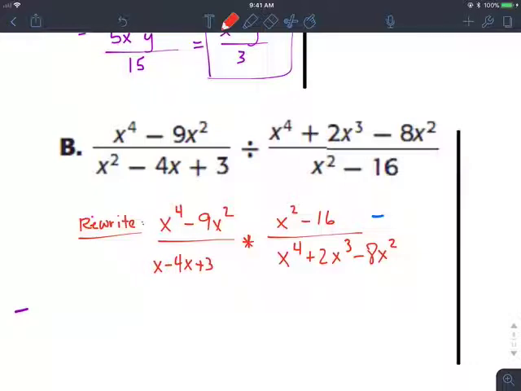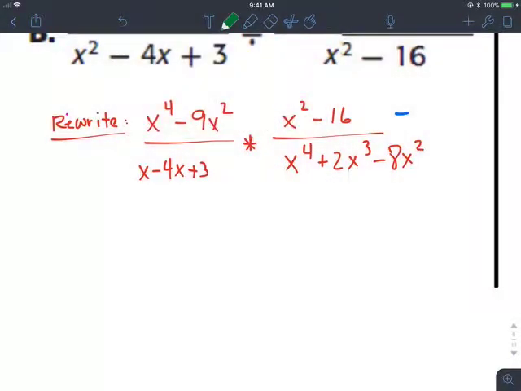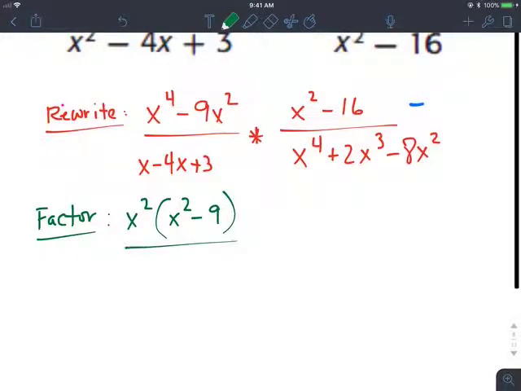Rewrite. Multiply by the reciprocal. Next step, I should be thinking factor, right? Let's factor. All right, the top. I can pull what out of both of those? X squared, and what's left? Everybody should hear. X squared minus 9. Yep. Downstairs.